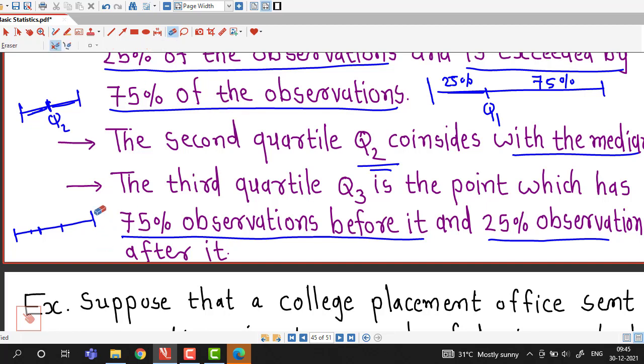Let me sketch again. We have four equal parts, 1, 2, 3 and 4. So here we have Q3. 75% of the observations are less than Q3 and 25% of the observations are greater than Q3. Or we have written here 75% observations before Q3 and 25% observations after Q3.